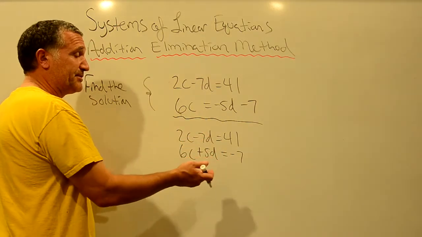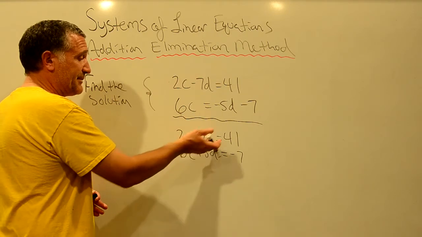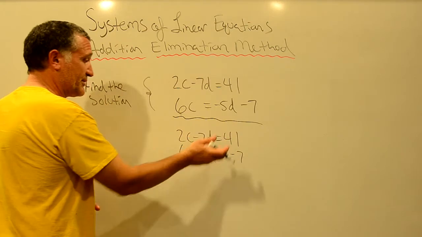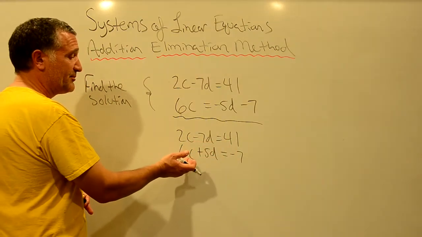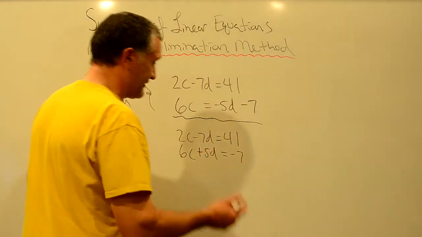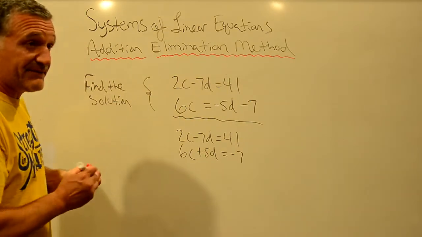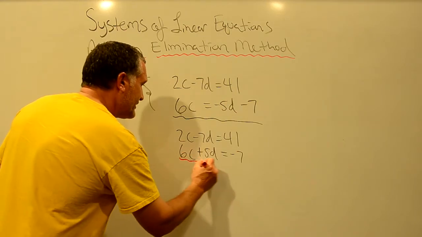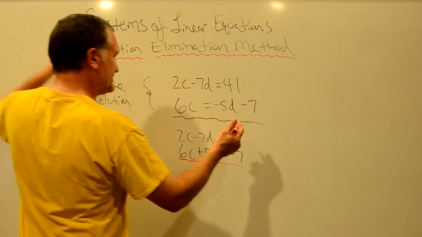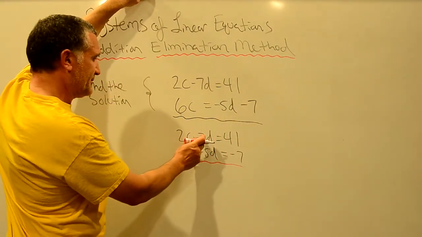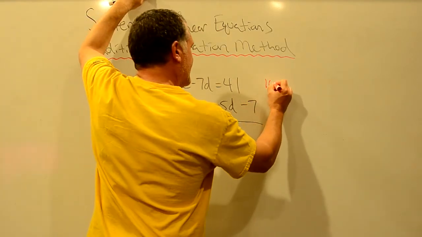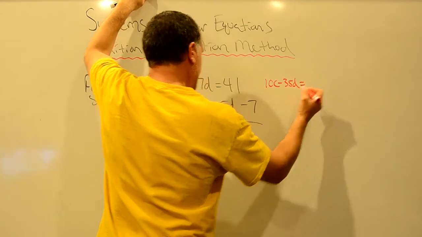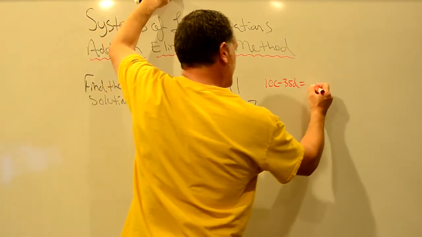I'd have to manipulate both of them and multiply, for example, the top equation, every single term, by positive 5, so I could get negative 35d, and then the lower equation I'd multiply every term by negative 7, so I could get 35d. So I'm going to do that first. I'm going to pretend like I didn't see what was going on with the c's here, and I'll just go ahead and manipulate these equations. So top one, as I said, I'm going to multiply every term by 5, so it'd be 10c minus 35d equals 41 times 5, which would be 205.